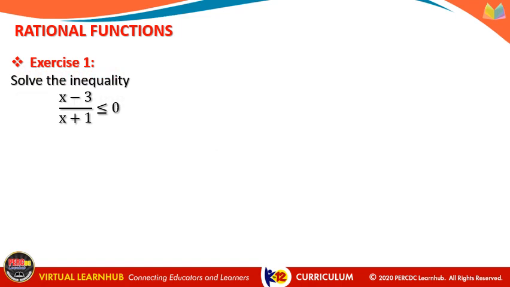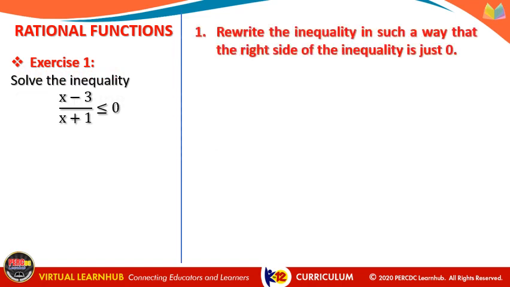Ano ulit ang step 1? Step 1 is to rewrite the inequality in such a way that the right side of the inequality is just 0. I-rewrite mo daw ito na yung nasa right side, 0 lang. Which is okay na. As you can see, naka-arrange naman na yung inequality natin na yung nasa right side is simply 0. So, we're done. So, okay na tayo sa step 1.